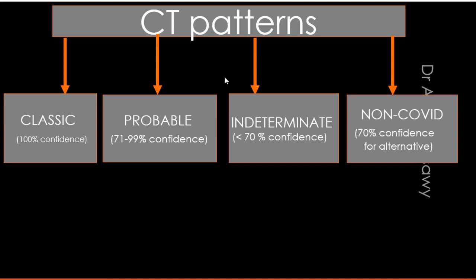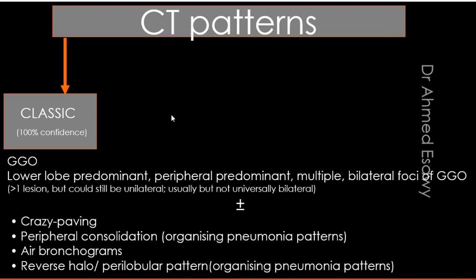CT pattern in coronavirus infection COVID-19: we have 4 patterns: classic, probable, indeterminate, and non-COVID. The classic CT pattern in coronavirus infection, which has 100% confidence, is characterized by what is called ground glass opacity.